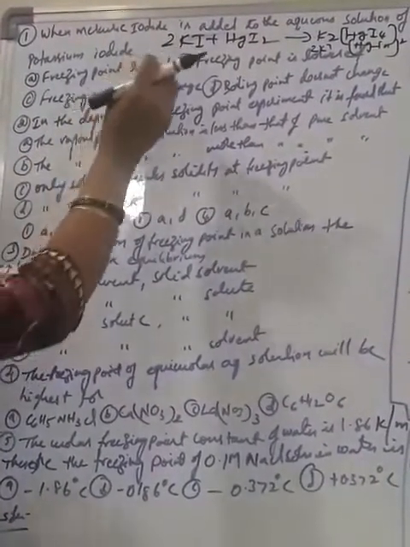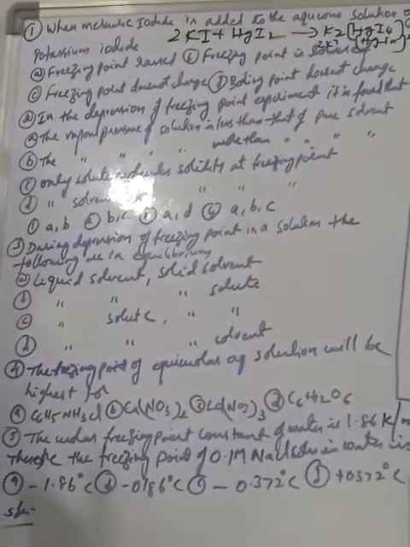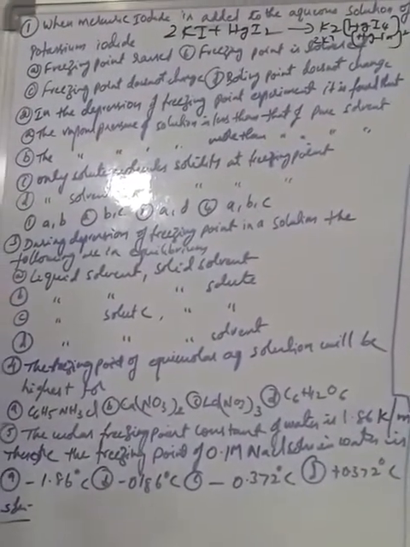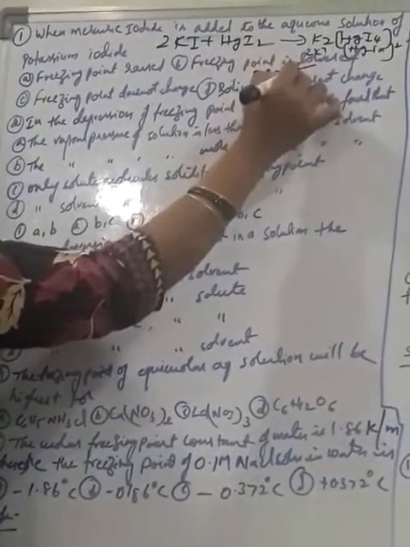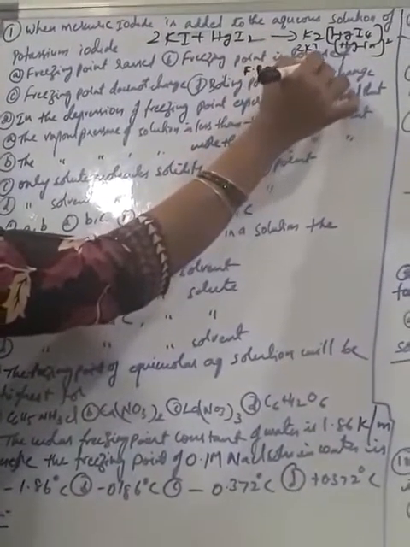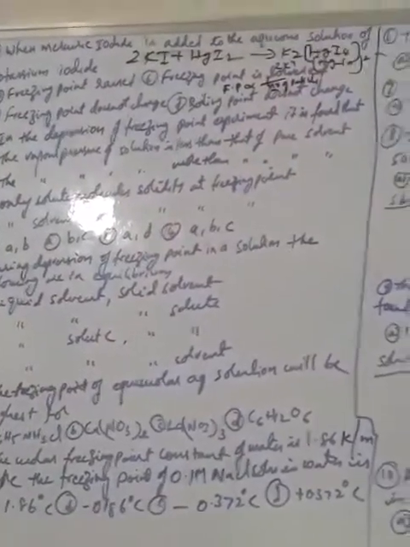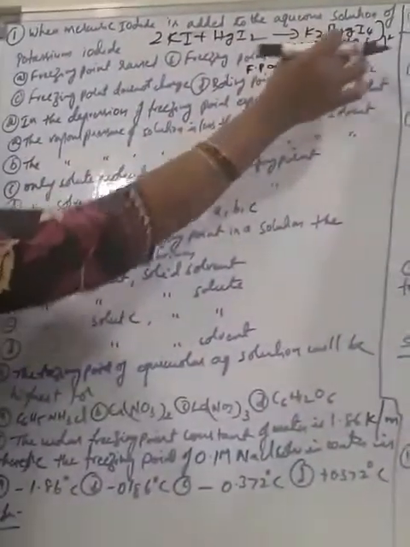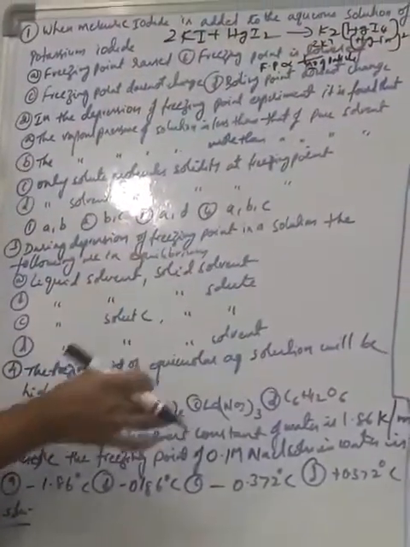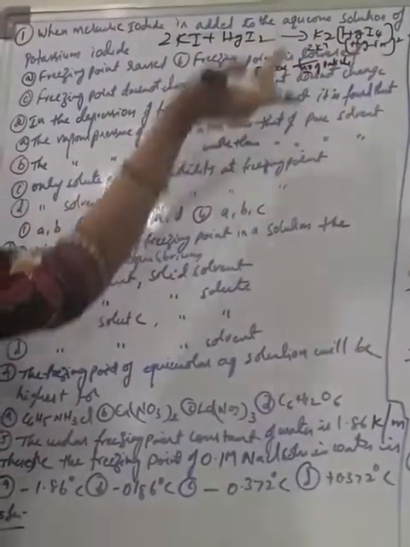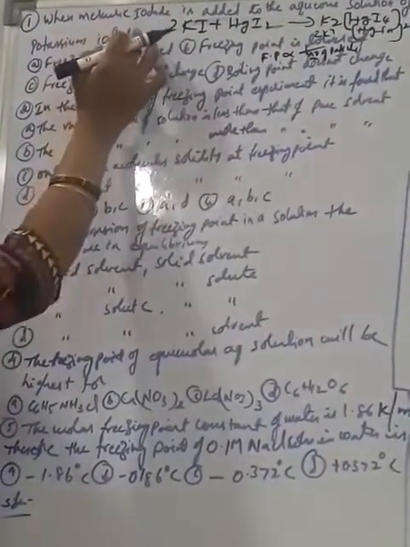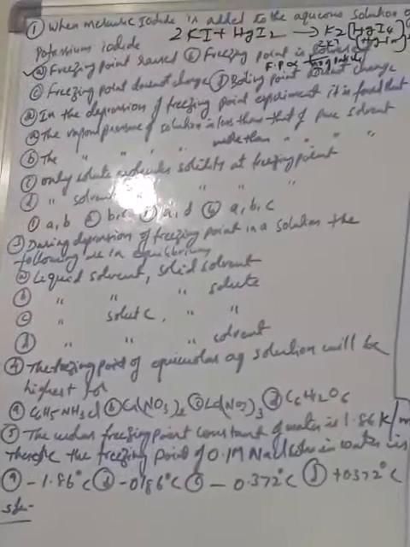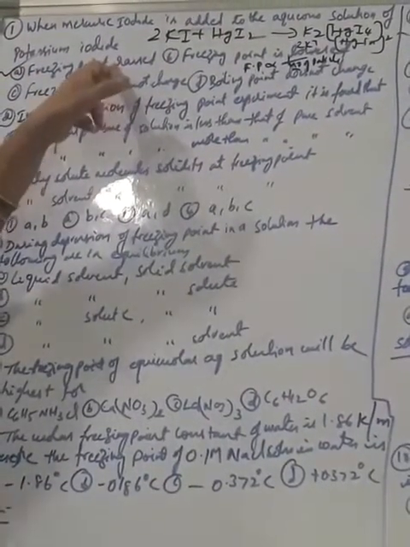So the freezing point of the solution: freezing point is inversely proportional to the number of particles, or concentration of the ions. So here in the solution, the number of particles decreases. When the number of particles decreases, freezing point automatically increases. So when mercuric iodide is added to the aqueous solution of potassium iodide, freezing point rises. Okay, this is the correct option.